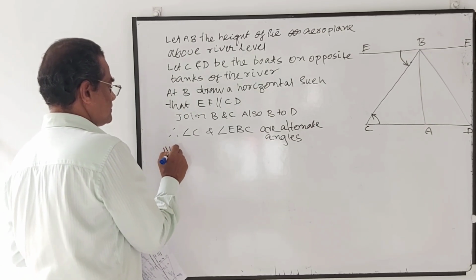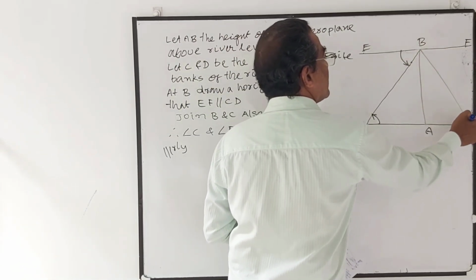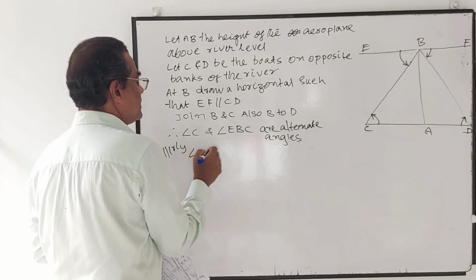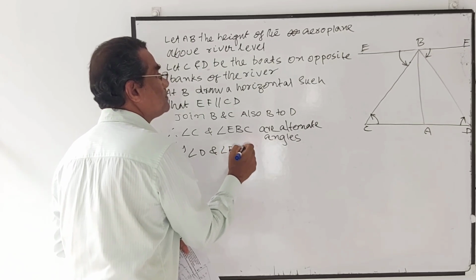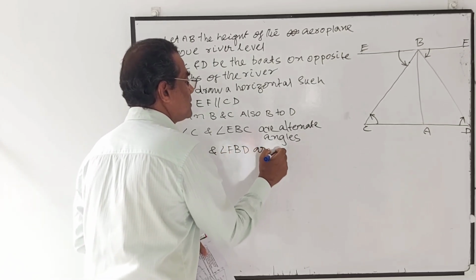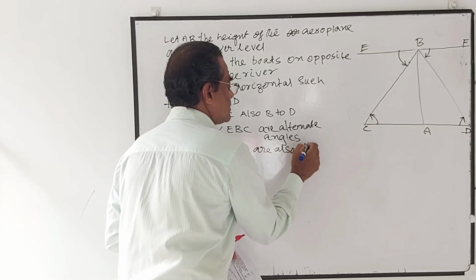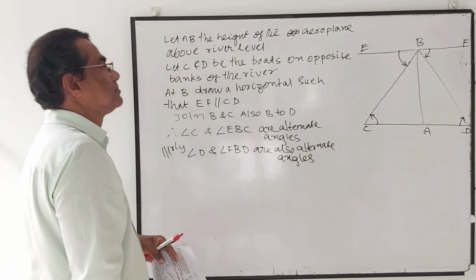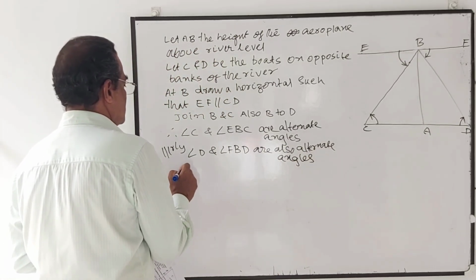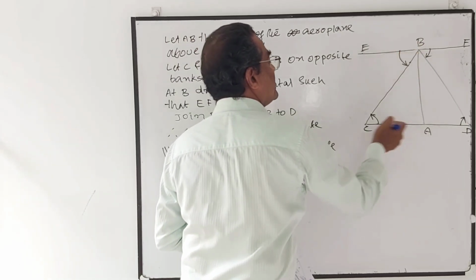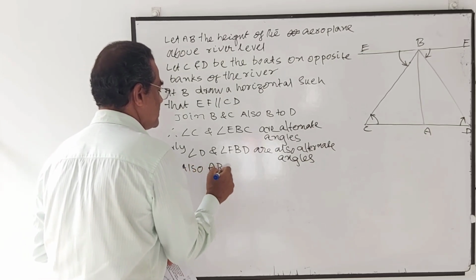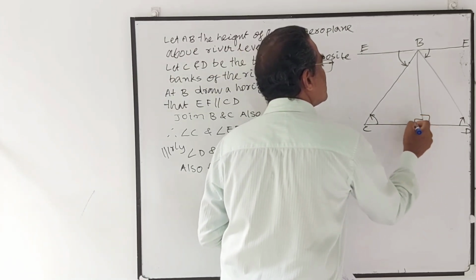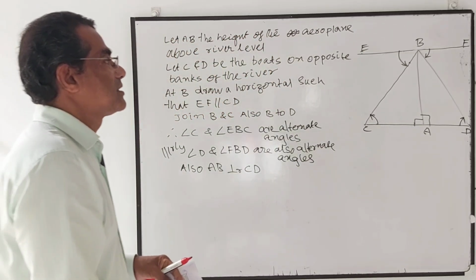Similarly, angle FBD and angle D are also alternate angles. Also, AB is perpendicular to CD. That means this angle is 90 degree and this angle also 90 degree. So we now obtained two right triangles.